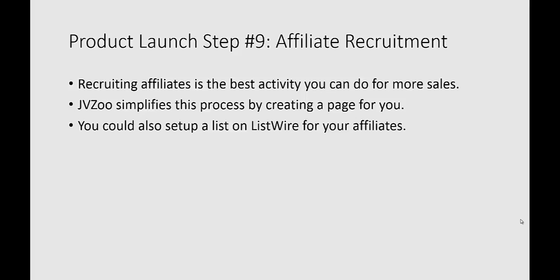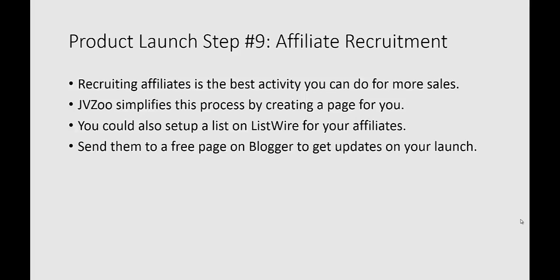You could also set up a list on Listwire for your affiliates if you wanted to, and then you could send them to a landing page that you create on something like Wix.com. If you followed one of those tutorials, you could create a page just like if you were setting up a squeeze page for a free offer, or a squeeze page or landing page for your buyers. You could do the very same thing for your affiliates and then just work on sending affiliates to that page so you could get them on an update list.